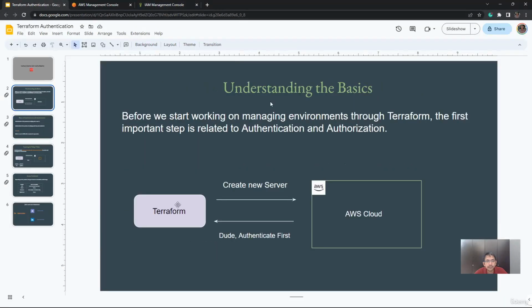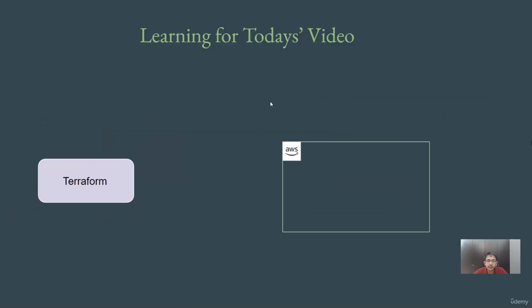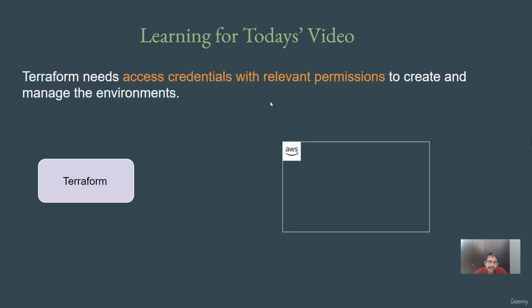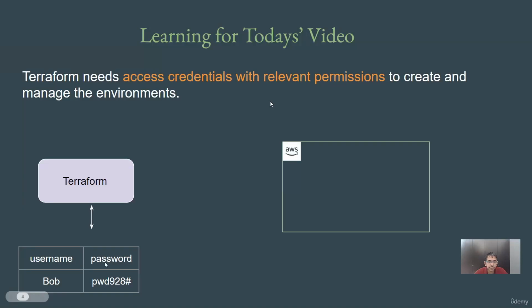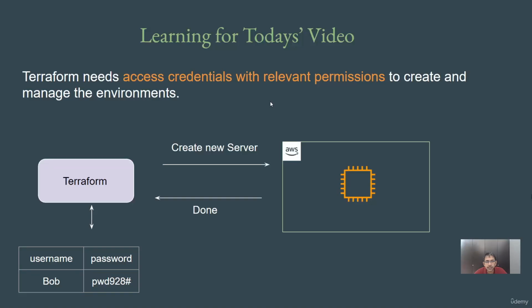So in Terraform, whenever you add the credentials for a specific user, you have to ensure that the user also has the relevant permissions to create resources in the appropriate environment. The important learning for today's video is that Terraform will need access credentials with relevant permissions to create and manage the environment. So in Terraform, you'll also associate a username and password of the specific provider in which you want to create the resource. Once you add the username and password, Terraform will authenticate through the provider, and after authorization, the relevant resources will be created. Alright, so this is the high level workflow.